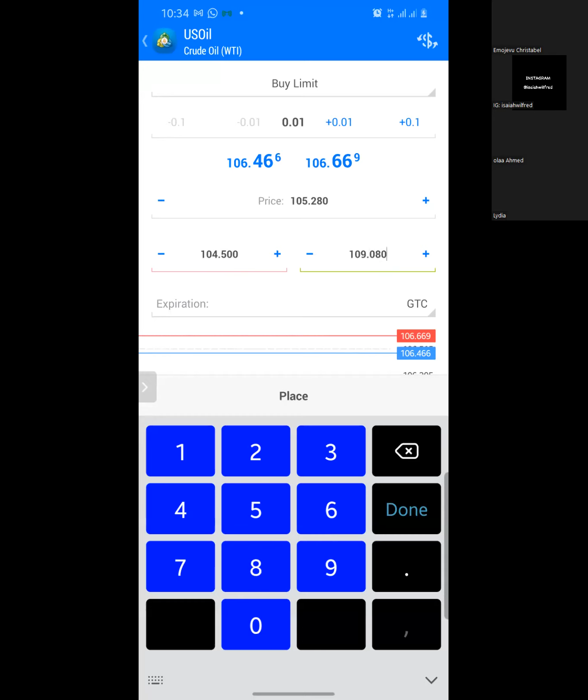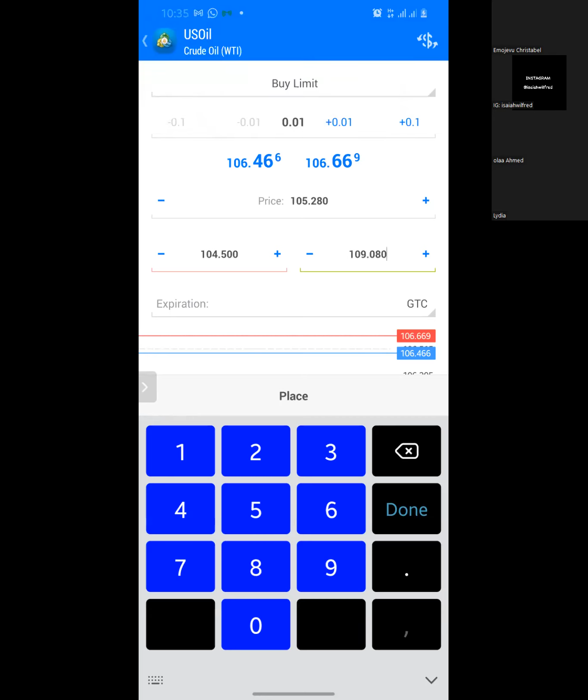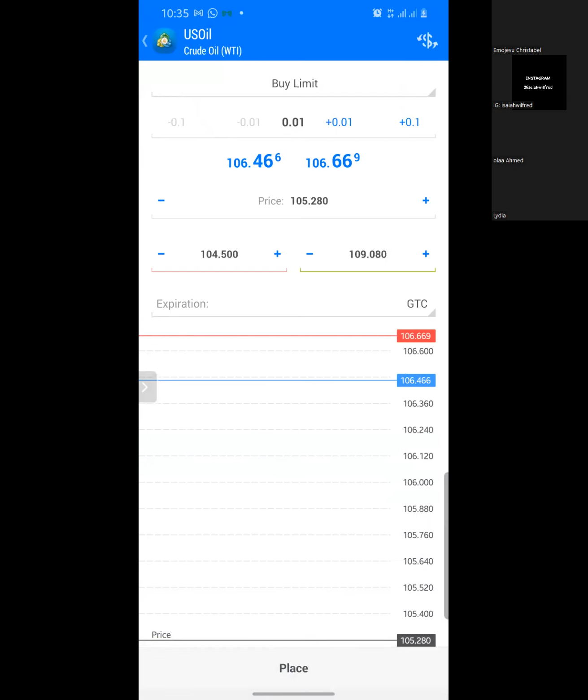Now, look at the place button. What's the time? I think the market is closed, actually. So if you try to place this, it's not going to place because the market is currently closed. But I need you guys to understand that this is exactly how to place your trade. Once you do this, you're going to see the place button at the bottom highlight. You're going to see it show black like this.